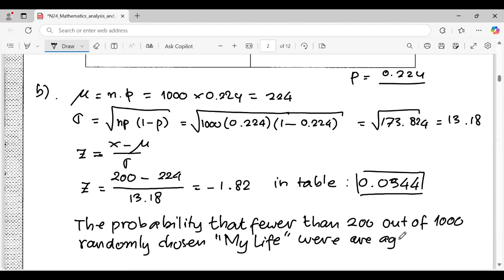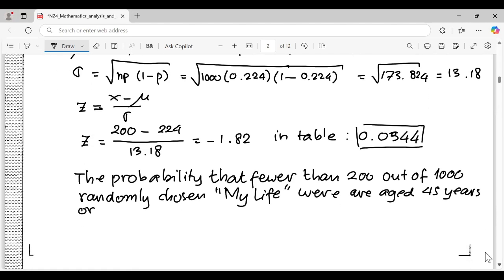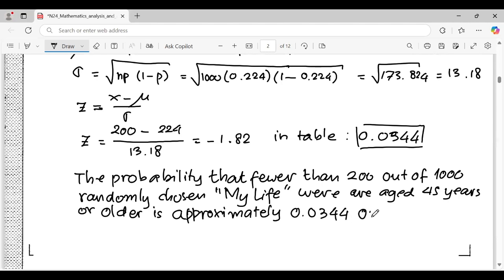There are age 45 years or older, or older, is approximately 0.0344, or in percentage 3.44%.